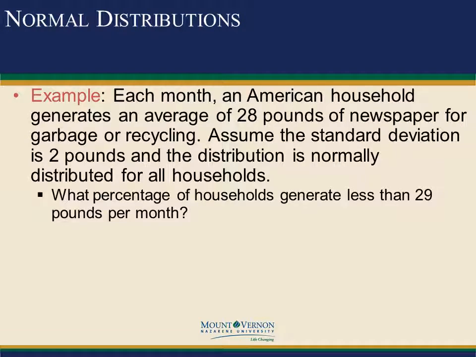If we have the same setup for the problem, but we want to know the percentage of households that generate less than 29 pounds per month, then the picture looks like this. Notice that I'm shading everything to the left of 29, and there is no left endpoint for this interval.